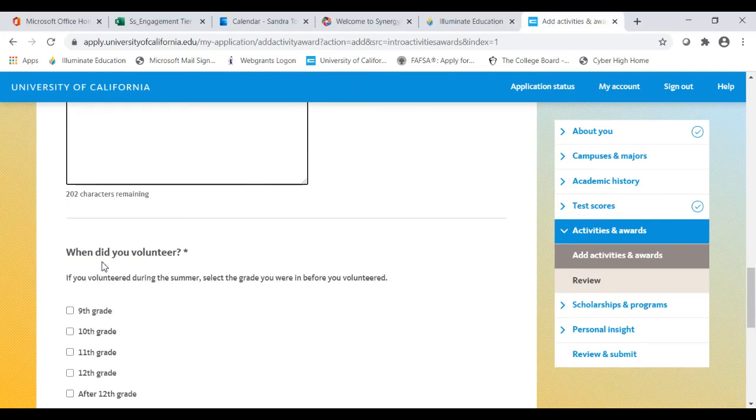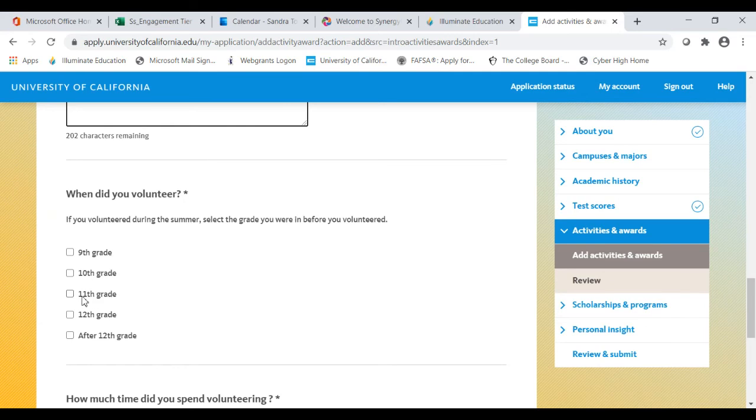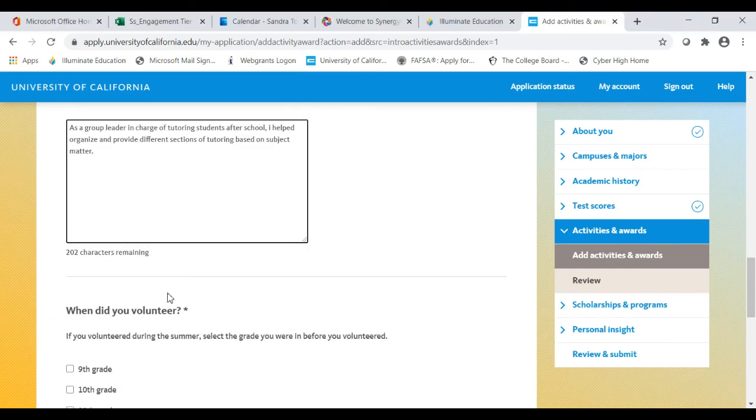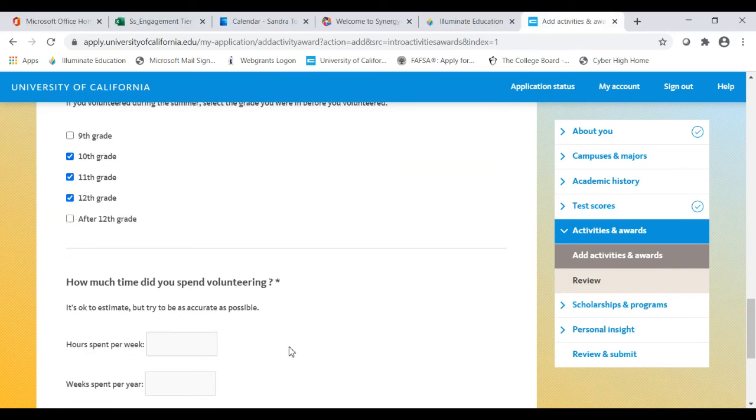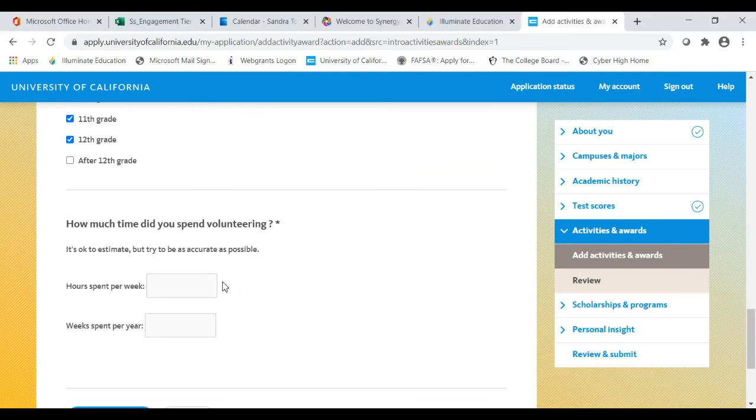And then here, when did you volunteer? I started getting involved in the APEC program in the 10th grade. I continued in 11th, and I'm still there. So I'm going to mark all three. How much time did you spend volunteering? A week, I'm going to say I went 2 hours, and then I went the whole year.